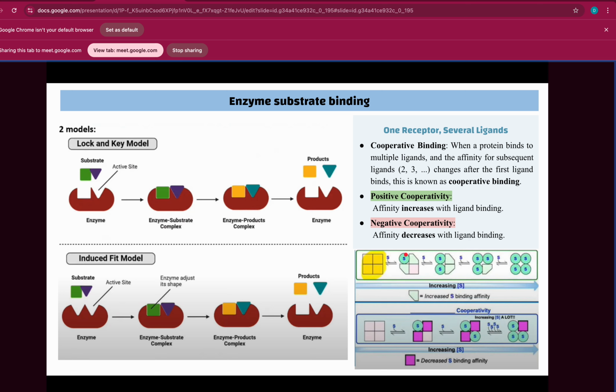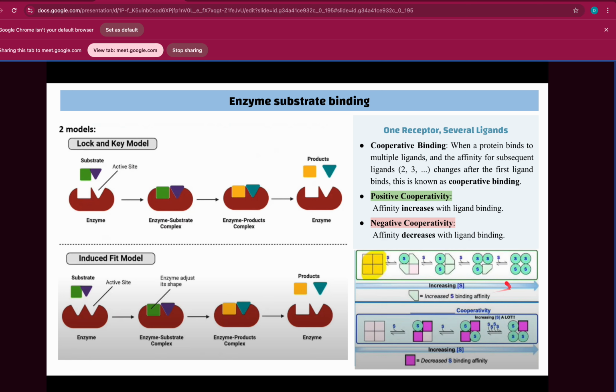That means as soon as my first substrate binds, it can increase the binding affinity for the next substrate, and this can ultimately increase the binding affinity for all the substrates. Whereas it could be vice versa. That means as soon as one substrate binds, it can reduce the activity when the second substrate binds. It might not allow the second substrate to bind properly, because it might bring about a change in the protein conformation such that the second substrate could no longer bind to it. So that particular interaction is known as negative cooperativity. That means affinity is decreasing with ligand binding. Positive cooperativity means affinity is increasing with ligand binding.